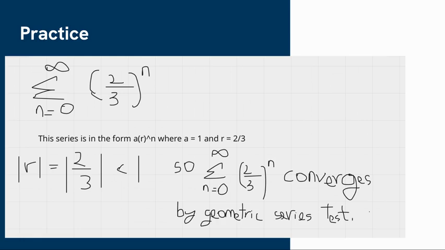For the series which goes from n equals 0 to infinity of 2 over 3 to the power of n, you get the first term to be 1, so that's the a value, and r is equal to 2 over 3. So the absolute value of r is 2 over 3, which is less than 1. Since the common ratio is less than 1, you can say that the series from n equals 0 to infinity of (2/3)^n converges according to the geometric series test.